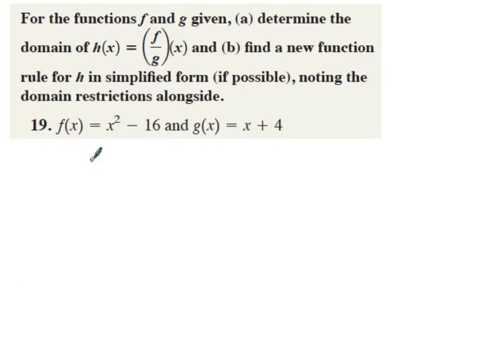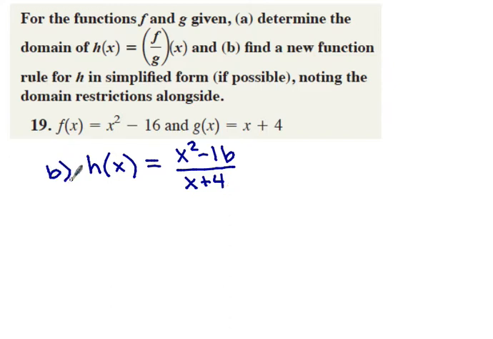We did it on a test recently. So our new h of x function here is going to be f of x divided by our g of x. And so when I want to find the new rule of this, and again, I'm going to start with my b part first because I like finding the rule first. We'll notice that the top can simplify out as x minus 4 times the quantity x plus 4. And so we see on top and bottom we have that x plus 4.